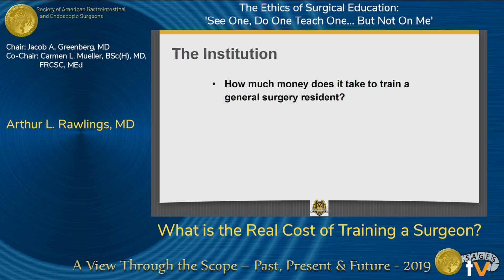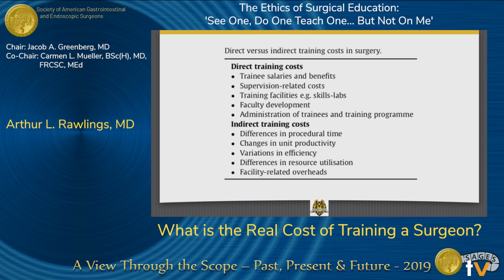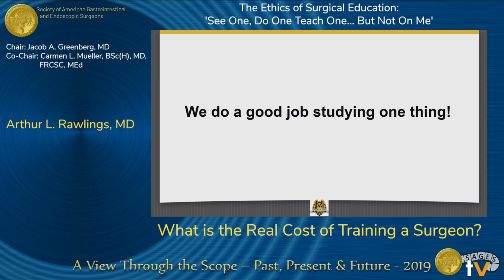So you look at the institution, and really the question is, how much money does it take to train a general surgery resident? Is it $5,000, $50,000, $500,000? That's a very hard number to come by, quite frankly, and here's why. One of the papers talked about direct and indirect costs. It's very easy for me to total up what it costs for the resident's salary and the benefits, some of the faculty development, also some of the simulation, but it's very difficult to get a number when it comes to the procedural costs, when there are differences in times involved, variation in efficiency, and differences in resource utilization. So quite frankly, it's a very difficult number to track down.